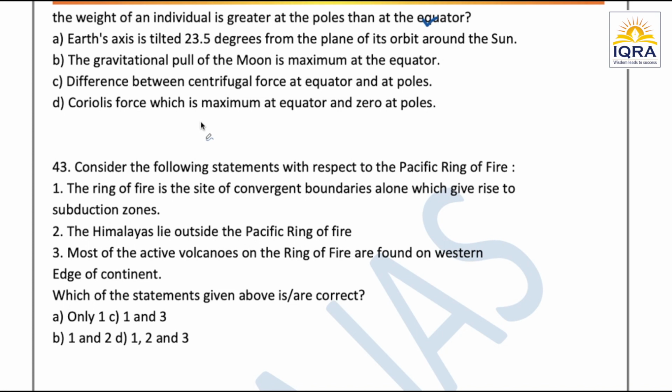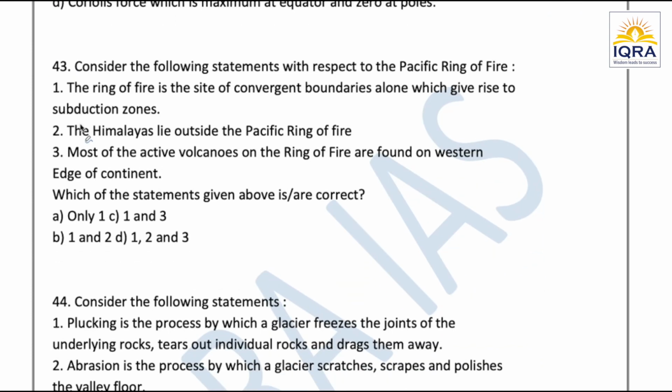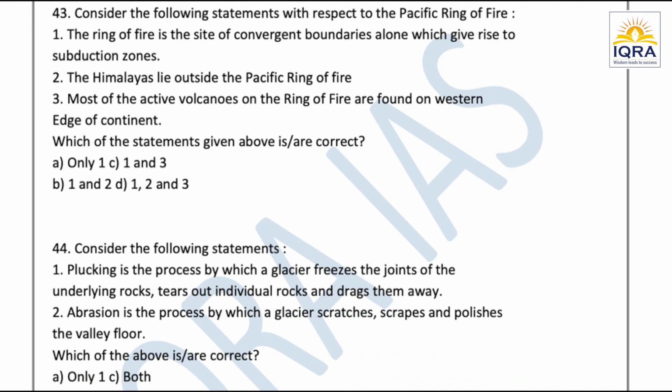So the reason behind it is the difference between centrifugal force at the equator and at the poles. See, as the distance of the poles is less than the distance of the equator from the center of the earth, the force of attraction is higher on the body at the poles than at the equator. Hence the weight of a body is greater at poles than at the equator. Hence statement C becomes the correct answer for this question. Okay? Moving on to the next question.